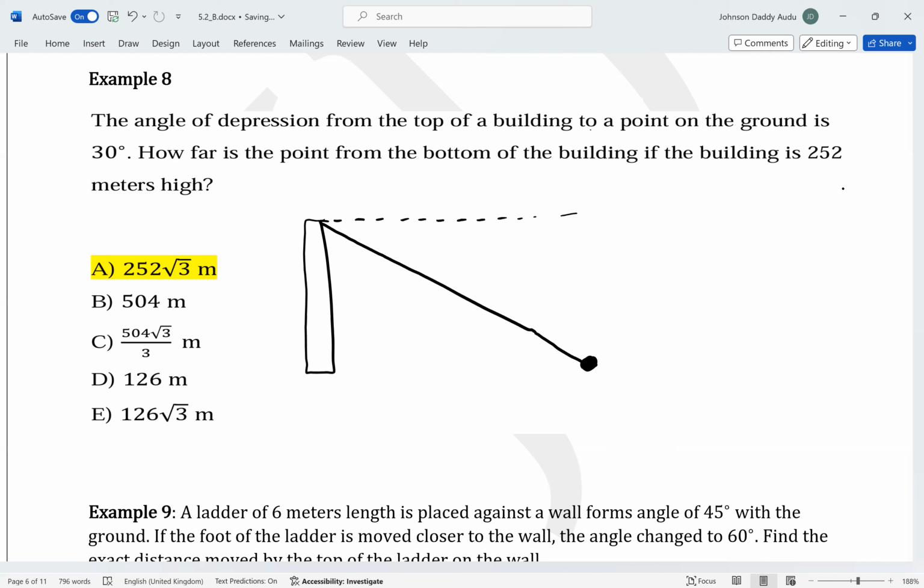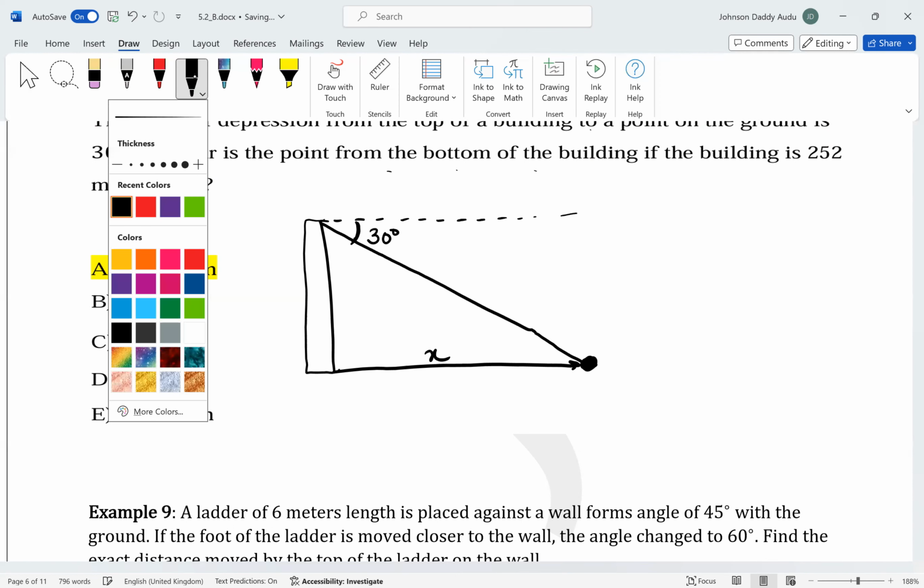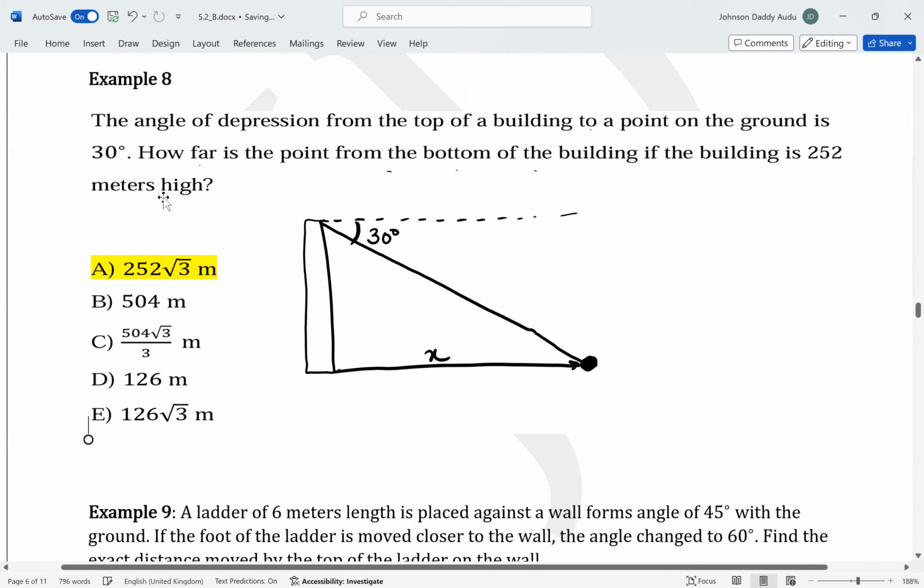So the angle of depression, it's going to be this angle, is 30 degrees. So what do we want to find? We want to find how far the point is from the bottom of the building. So this is what we are looking for, this distance, right? Just like we did earlier, we can solve this in two ways, but let's just solve it in one way. If this is 30, then automatically this becomes 60 degrees.